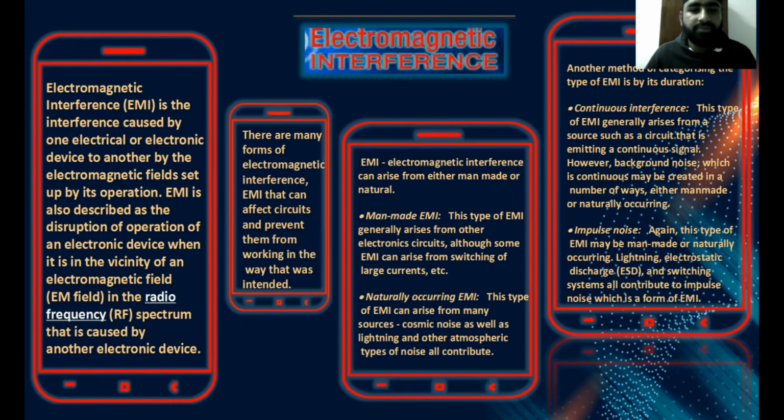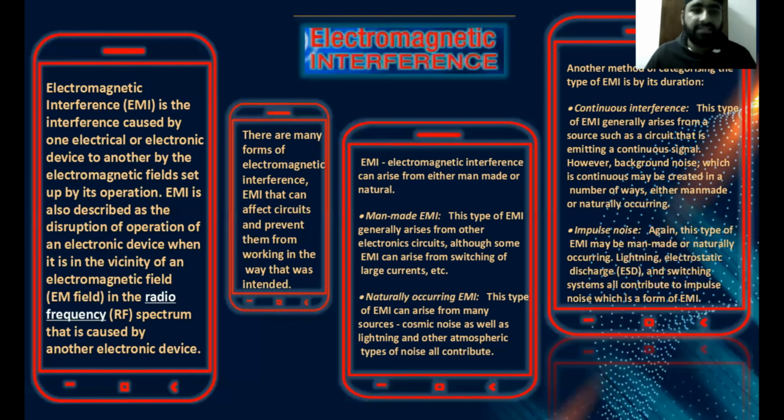There are many forms of electromagnetic interference, EMI, that can affect circuits and prevent them from working in the way it was intended. The different types of EMI can be categorized in a number of ways. So the first one, EMI, can arise from either man-made or natural sources. So let us see man-made EMI. This type of EMI generally arises from other electronic circuits, although some EMI can arise from switching of larger currents.